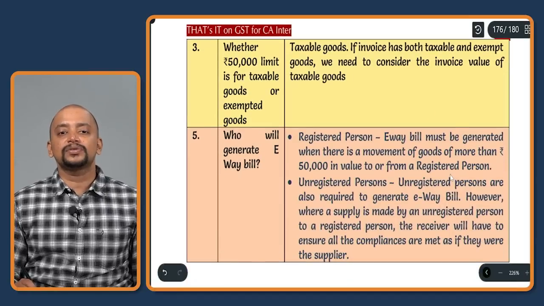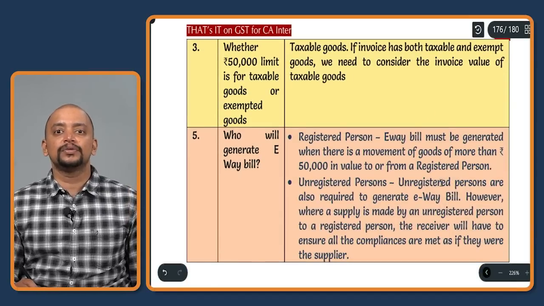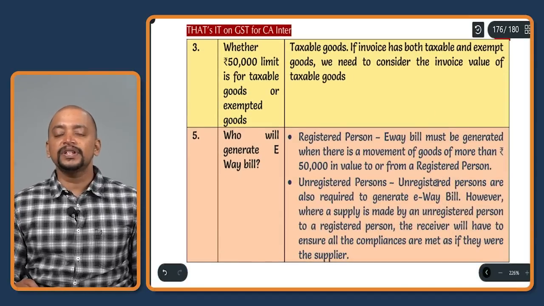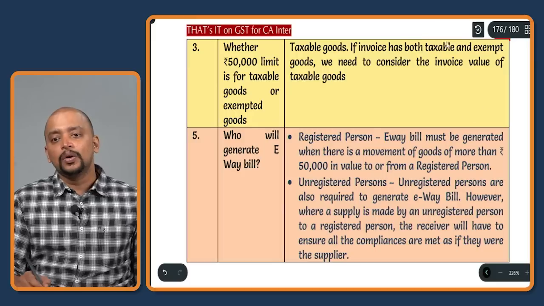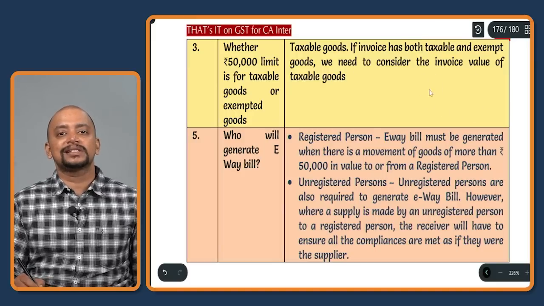Then, whether that 50,000 limit is for taxable goods or exempted goods? Only taxable goods. Suppose in the document you have both taxable goods and exempted goods, take out the exempted goods. Only for the taxable goods, if the value exceeds 50,000, then an e-way bill is required.